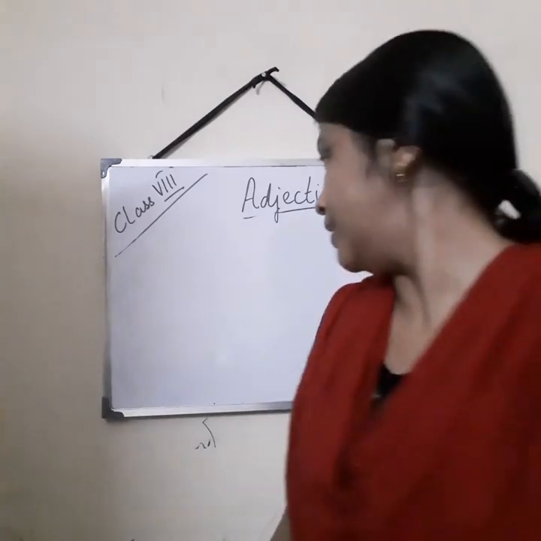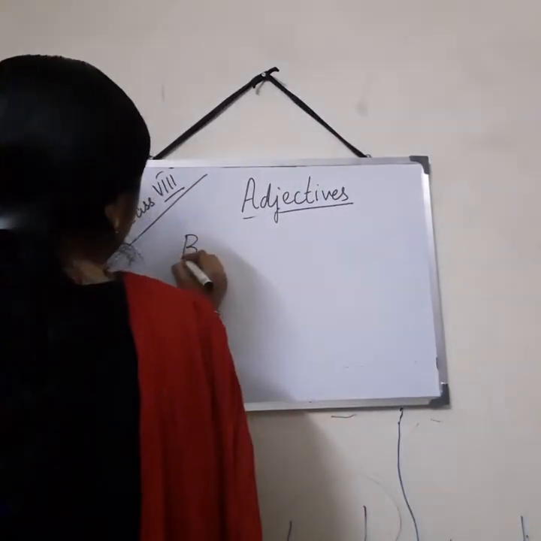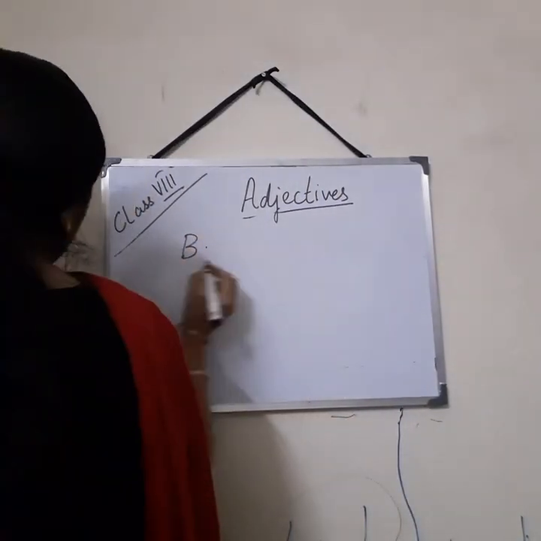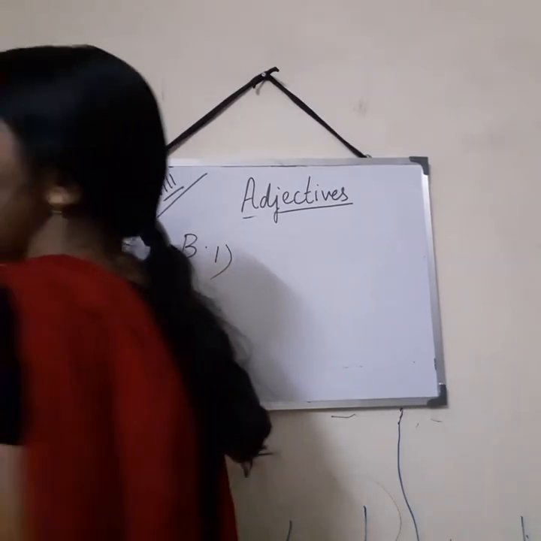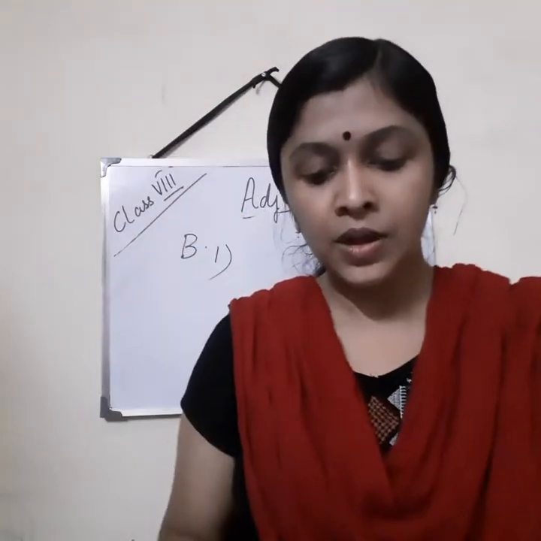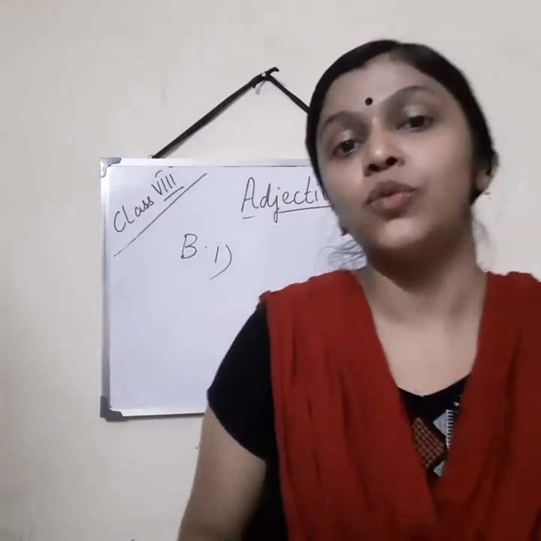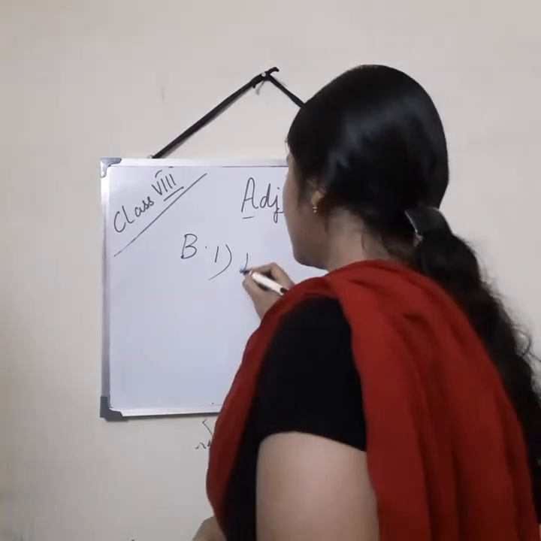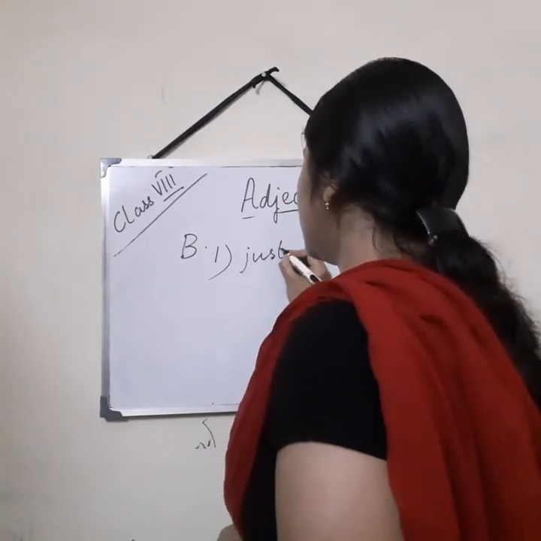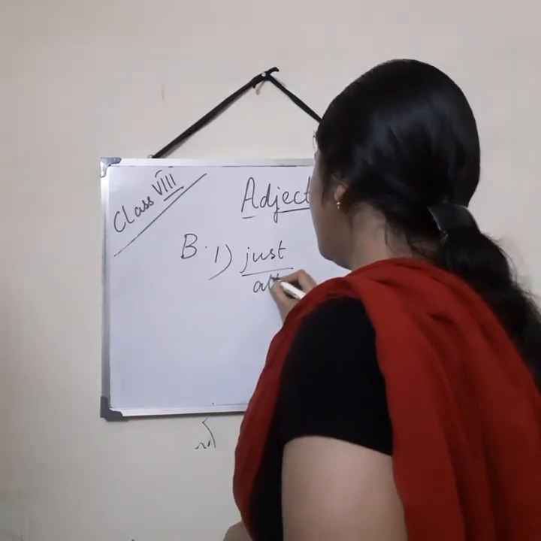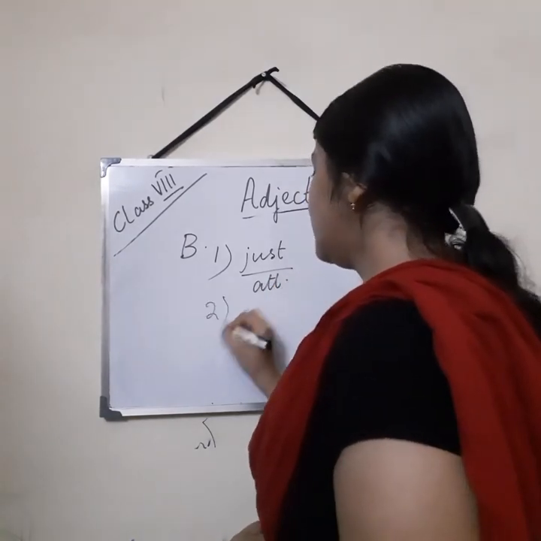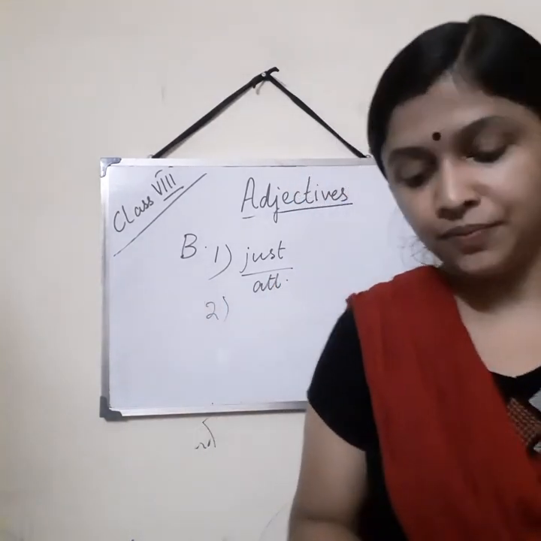The first one is: Harshavardhana was a just king. Just king. So just is the adjective of quality, and we can understand that since it is placed in front of the noun, it is in the attributive position. Okay, so you can write it in short, attributive.